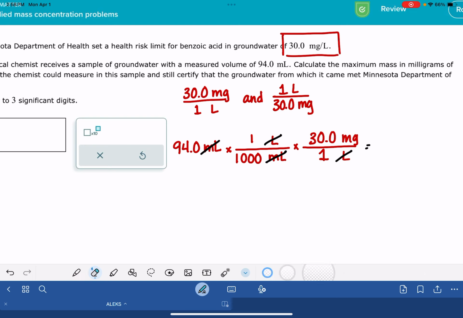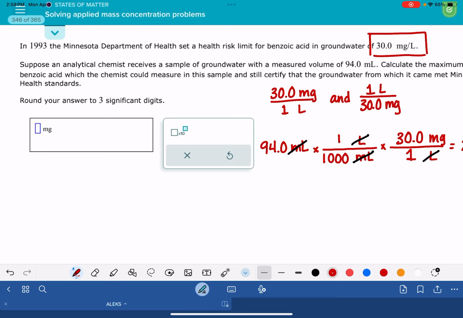But since I'm in the right unit, I can go ahead and carry out the math, which I'm doing on my calculator off on the side. 94 divided by 1,000 times 30 is 2.82 milligrams. To three significant figures, 2.82 milligrams.